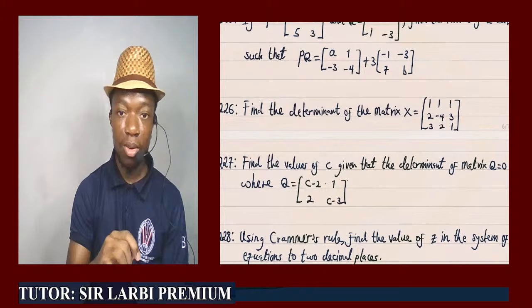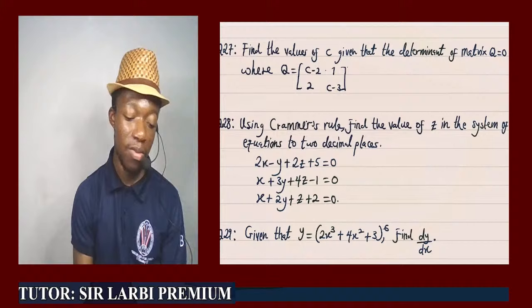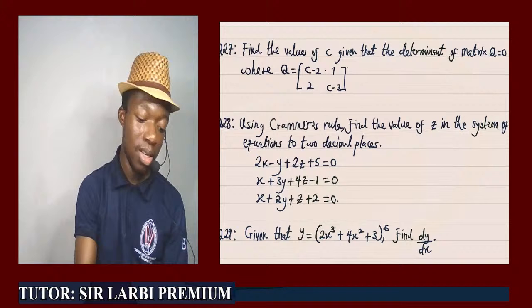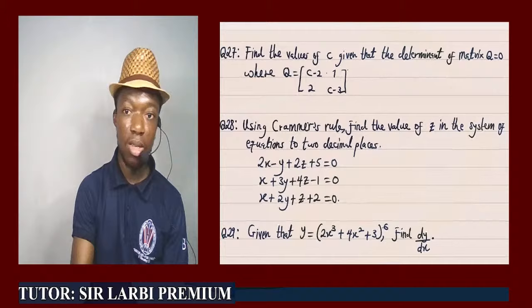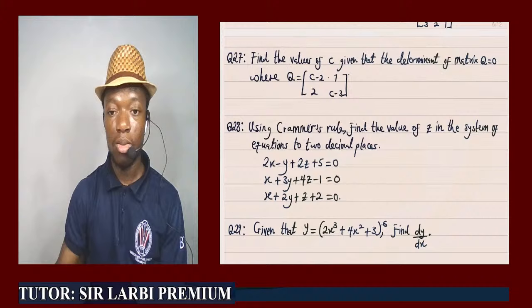And then question 27, we have to find the value of C given that the determinant of the matrix Q is equal to zero. So that means when you find the determinant of it, it's going to give you zero. You just have to find a determinant and equate to zero. That is all. Find a determinant equal to zero.